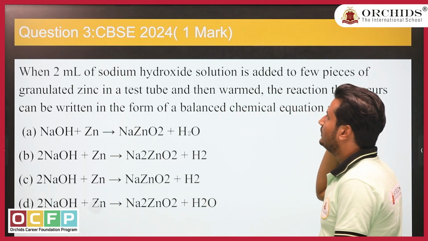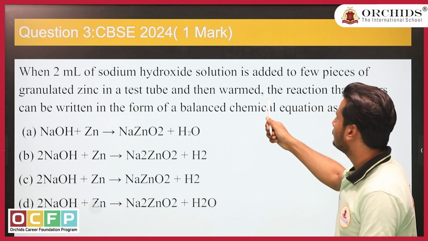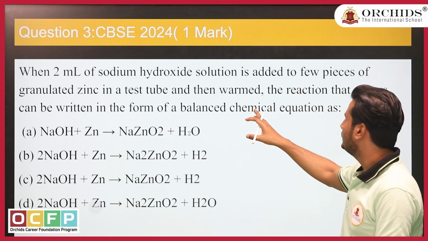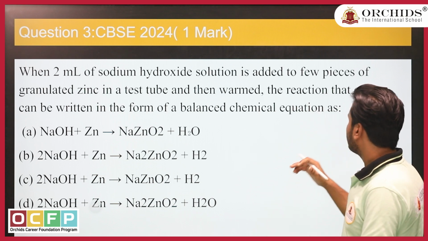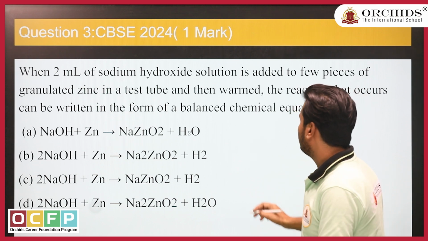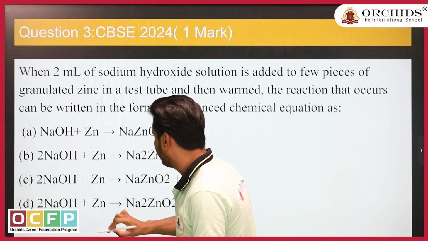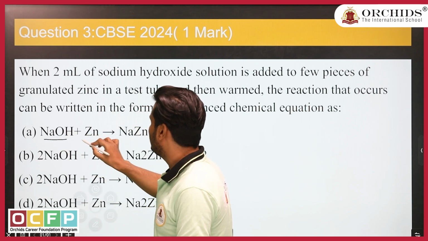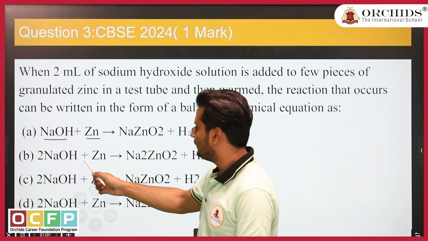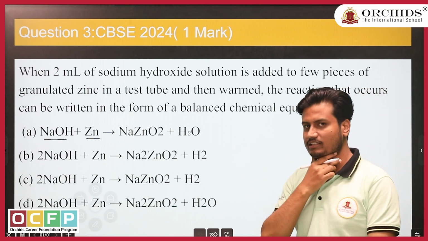Alright. So, this is a question asked in 2024, a 1 mark question. When 2 ml of sodium hydroxide solution is added to a few pieces of granulated zinc in a test tube and then warmed, the reaction that occurs can be written in the form of a balanced chemical equation as. Alright. So, we have sodium hydroxide reacting with zinc. When sodium hydroxide reacts with zinc, it makes sodium zincate and hydrogen gas is liberated.